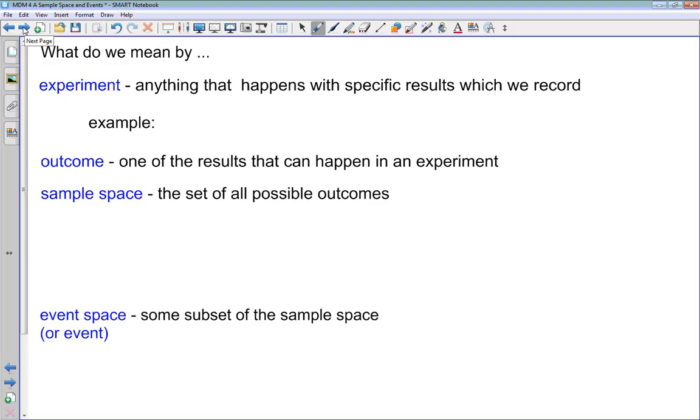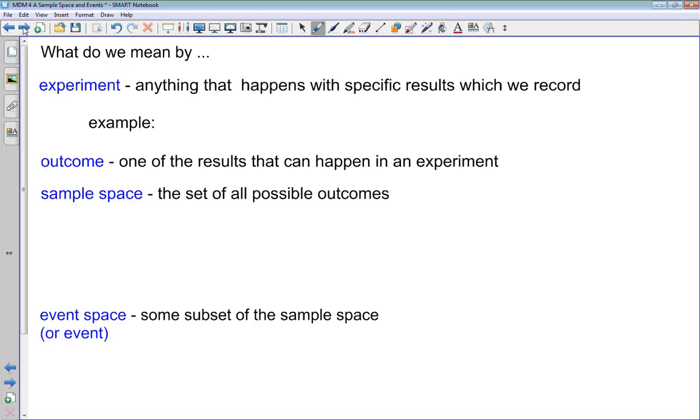So what do we mean by an experiment? Well, the definition I came up with here is anything that happens that has specific results, and we kind of record what these results are. This is a vague definition, but we want some sort of an activity where there are certain discrete, identifiable things that can happen as a result. And we take note of these results.